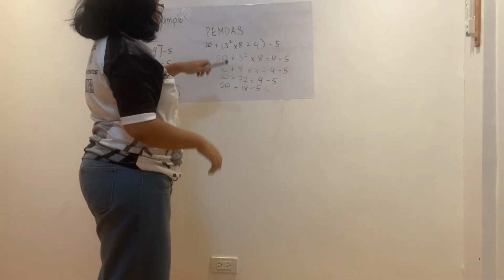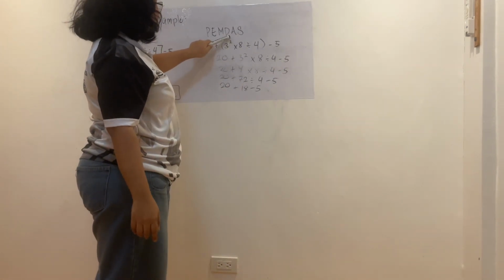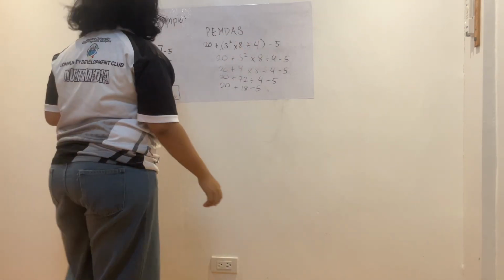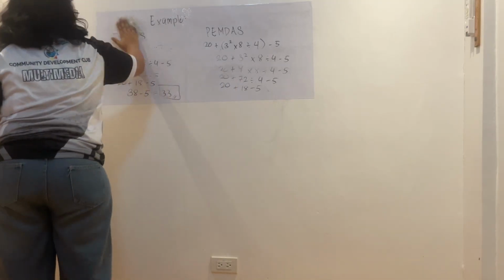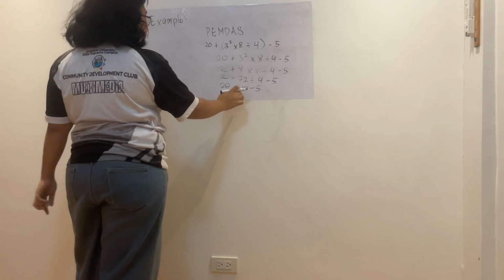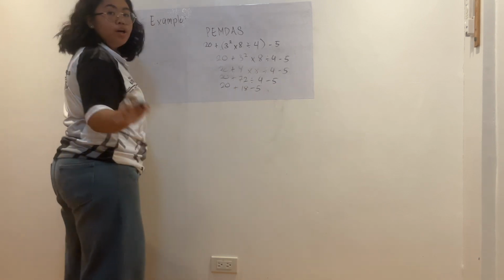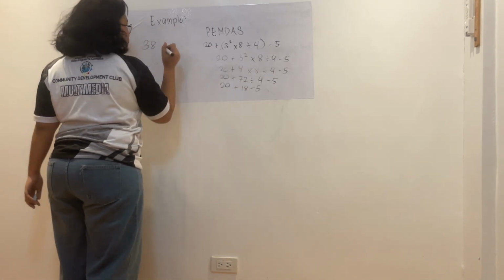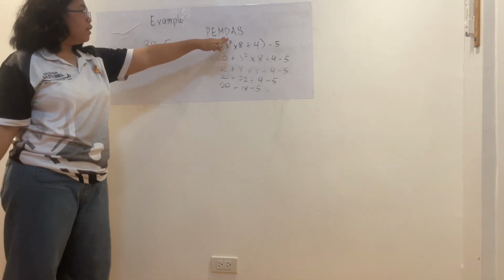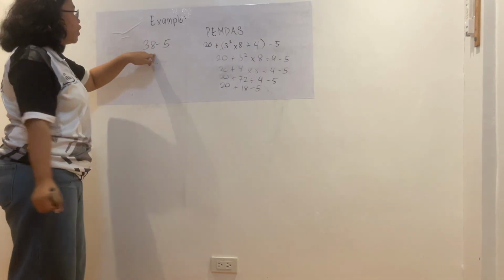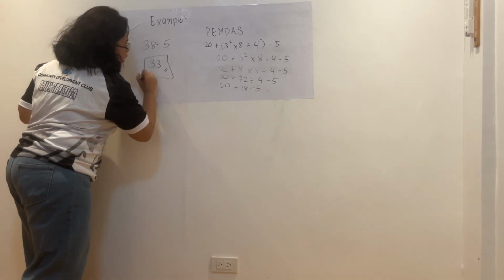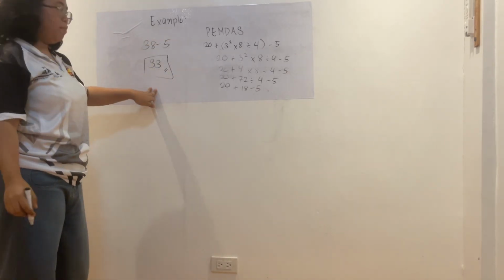So, ayan. Nakuha natin ang division. Now, let's go with the addition. Wait lang. Burin ko lang to. So, sa ating 20 plus 18 is equal to 38 minus 5. So, tapos sa add, now subtract na natin. So, 38 minus 5 is equal to 33. So, ito na ang ating sagot sa PEMDAS.